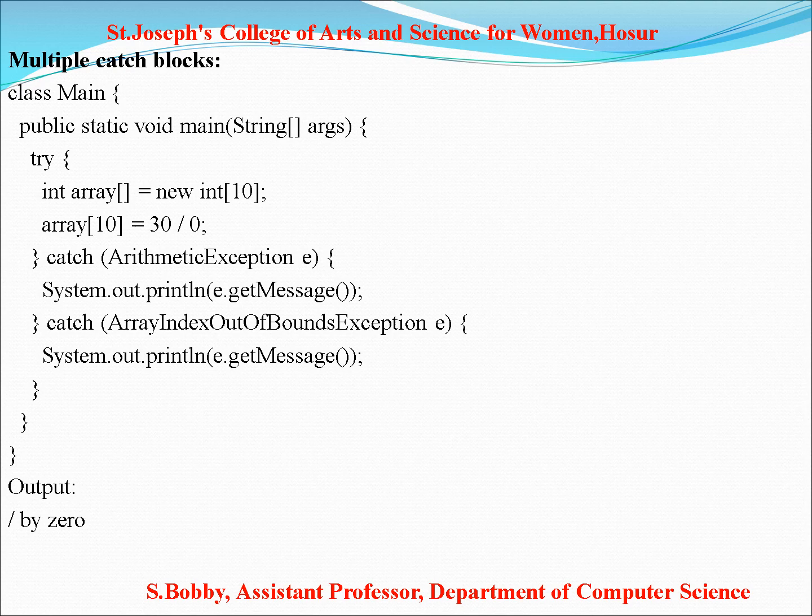Here we are using multiple catch blocks. Class Main, static void main, try block. Here we declare the variable array, new int of 10, array of 10 equals 30 divided by 0. Here we catch the ArithmeticException, so it prints the message e.getMessage. The other catch is ArrayIndexOutOfBoundsException, e.getMessage. The output is: / by 0.